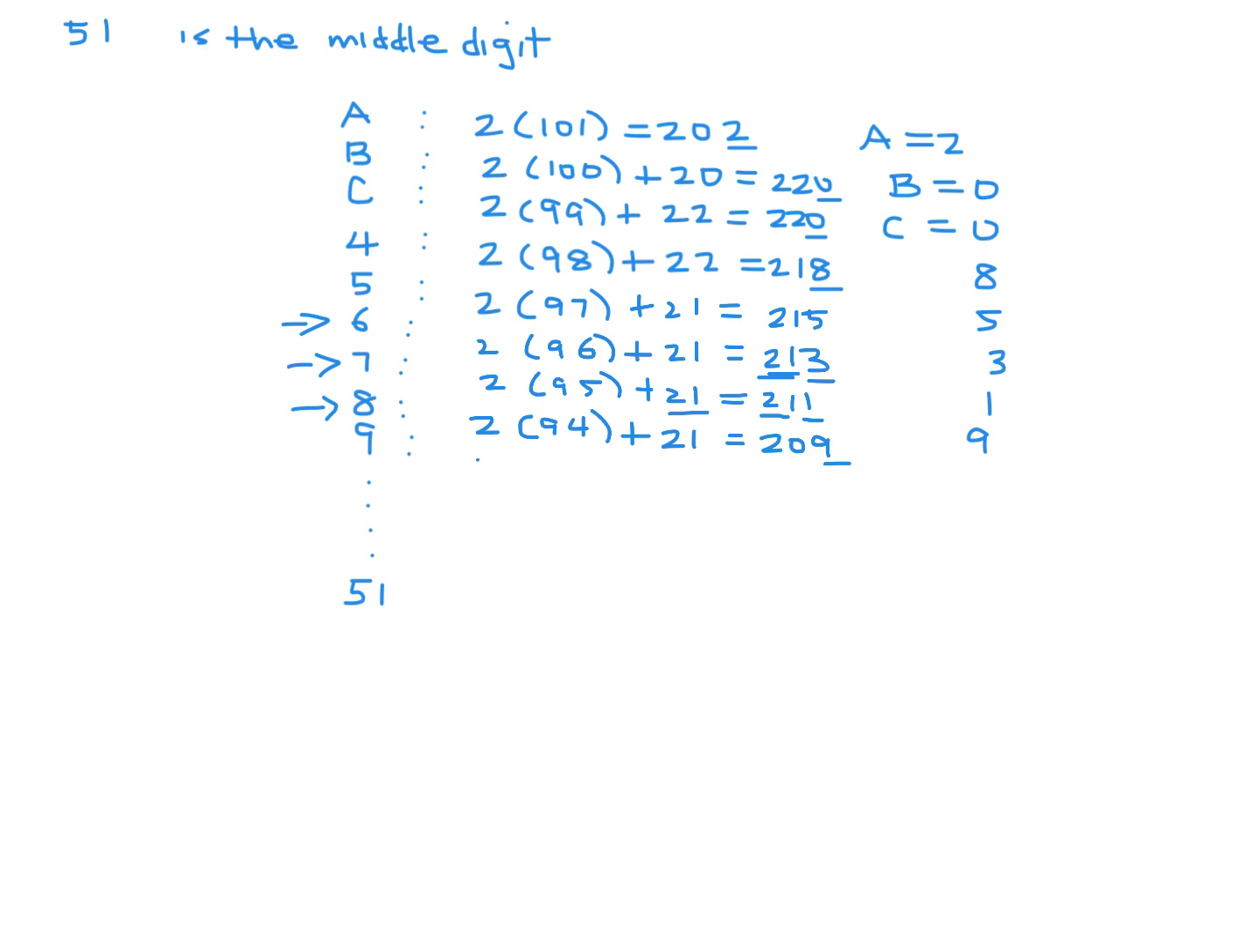And then let's just do one more. This is 2 times 93. And then the carry this time is a 20. And that is 206. And then you just keep doing this, basically. And when you get all the way down to the bottom, it's very time consuming. 2 times 51. And then this time the carry is 11. And that gives you 113. And therefore, that 51st digit would be a 3.